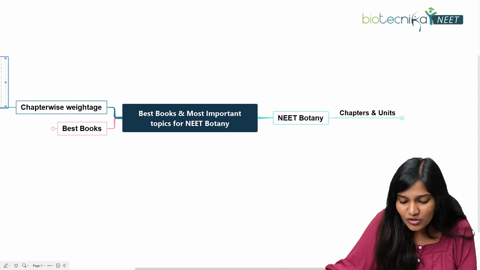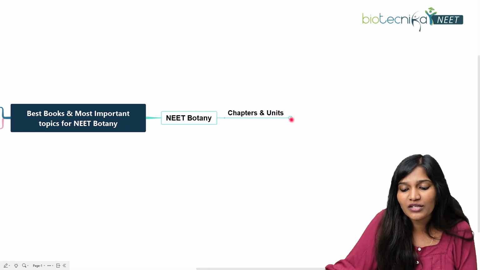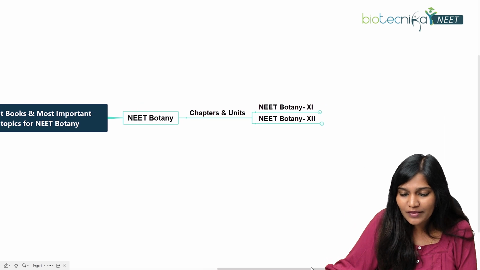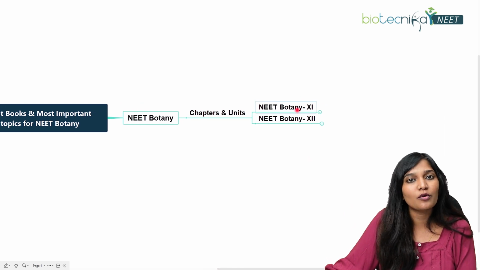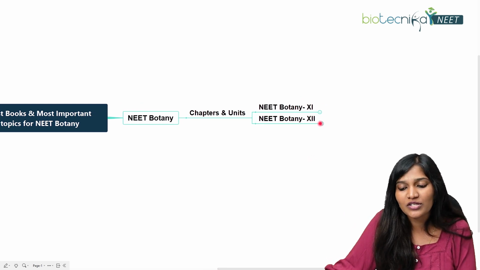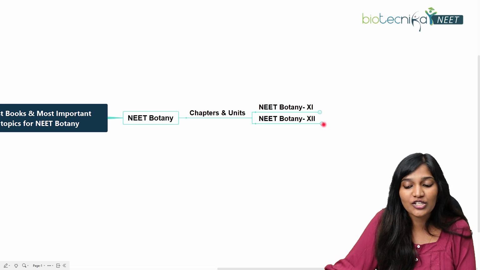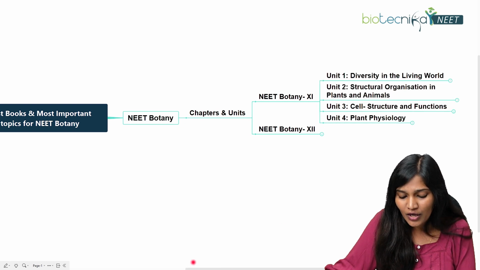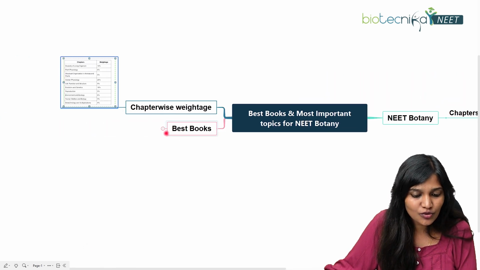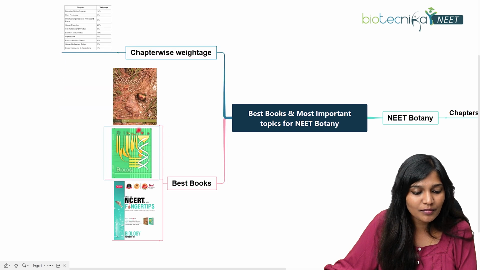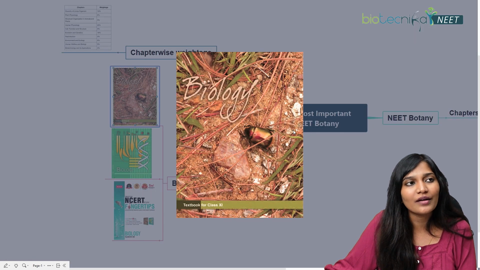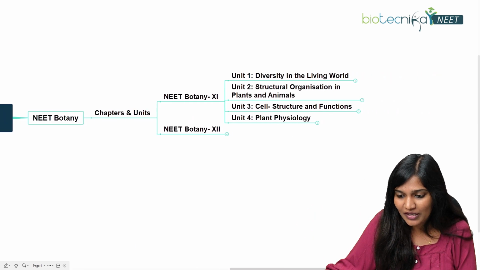I'll be talking about the most important chapters in each unit and what the topics are. So first I'm going to take you to NEET Botany 11th book, and NEET Botany 12th book. What are the botany chapters in the 11th and 12th books? So this is going to be the 11th book, as I showed you. In this book, which are the botany topics that are going to be present?